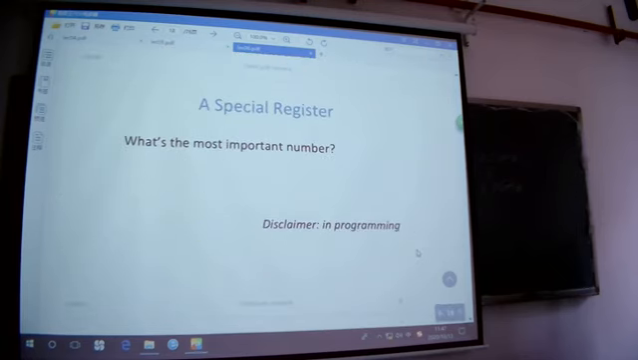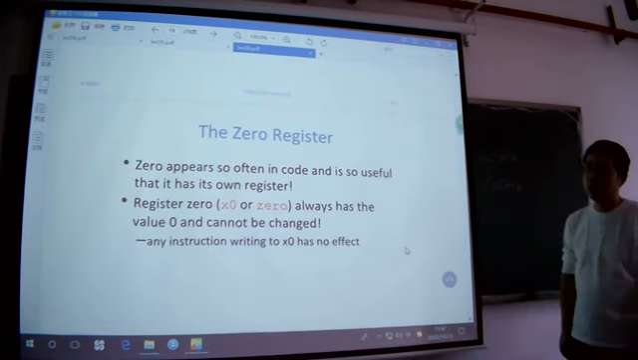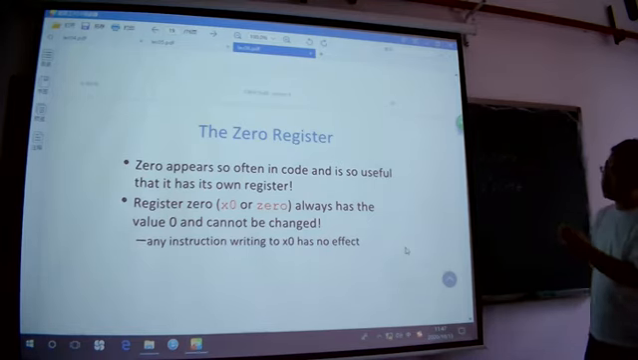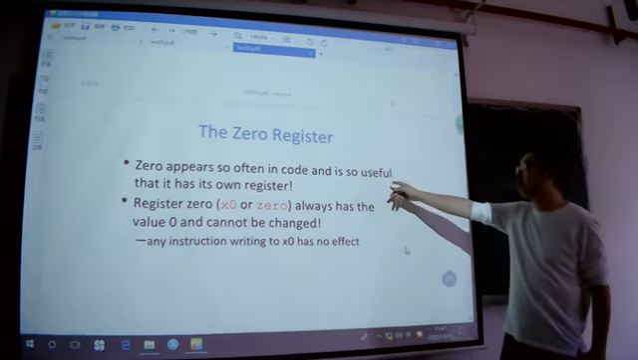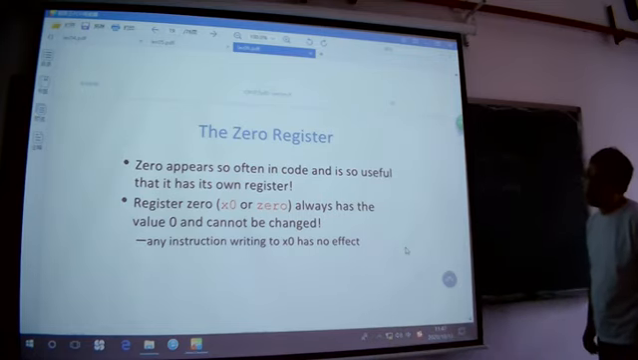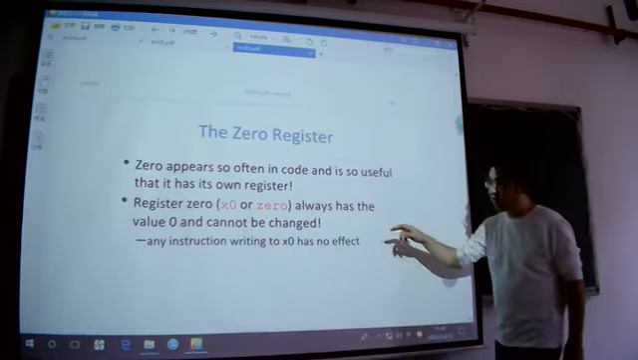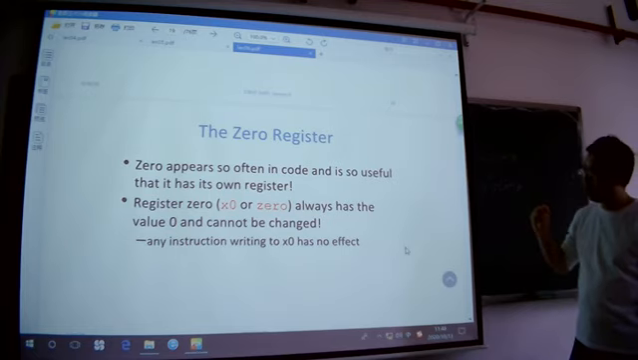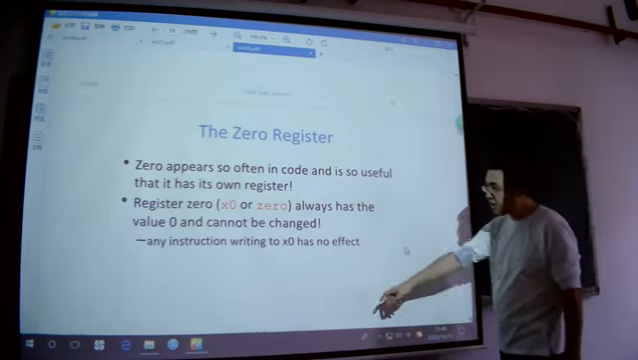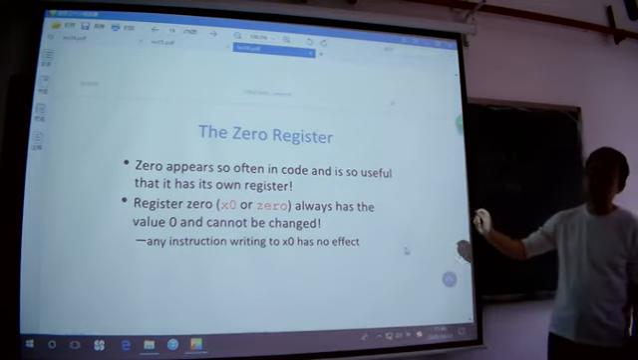The special register is the 0 register. The 0 is very interesting. In every class, we find 0 is an interesting topic. 0 appears so often in code and is so useful that it has its own register. So X0 always has the value 0 and cannot be changed. If 0 changed, problems would be produced. Any instruction writing to X0 has no effect. So X0 is a very interesting register.